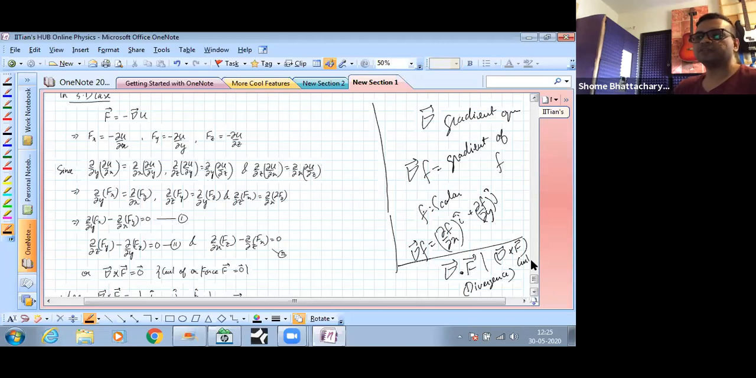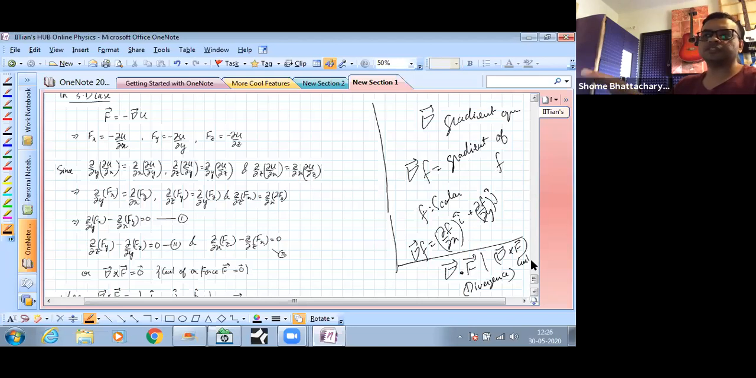So, for example, if we have an electric field whose curl is 0, that means it's a conservative electric field. So, potential exists for that kind of field. If we have a force whose curl is 0, that means it's a conservative force. So, we can define a potential energy for that force. But if curl is non-zero, then we cannot define potential.